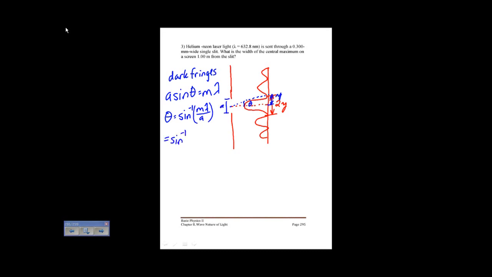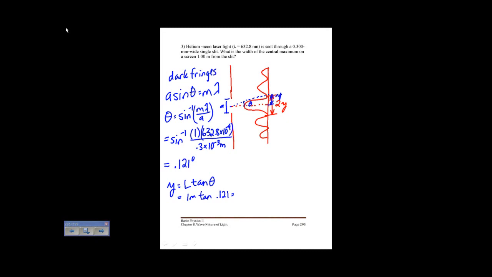So that is the inverse sine of m is going to be 1 times lambda, 632.8, divided by a, which is 0.3 millimeters, or 0.3 times 10 to the minus 3 meters. So that gives me my angle, which is going to be 0.121 degrees. And then I solve for y, similar way as I did before. Y equals L tan theta. The screen is 1 meter away, times the tan of 0.121.